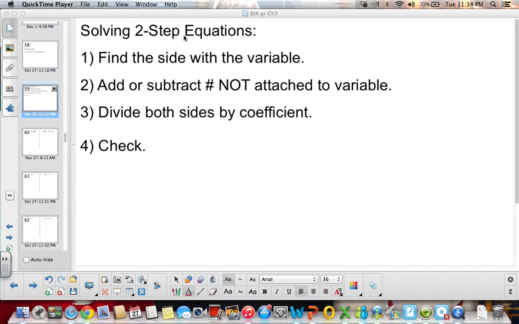For solving two-step equations, you first find the side with the variable, add or subtract the number that is not attached to the variable, divide both sides by the coefficient, and then check. Okay, so we're going to go over a few problems and I'll explain what each of these steps mean.